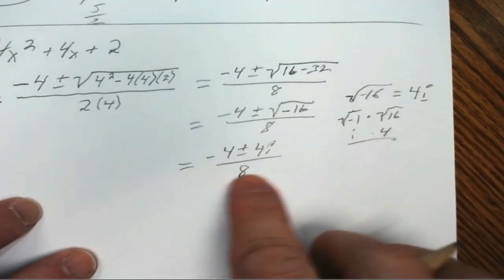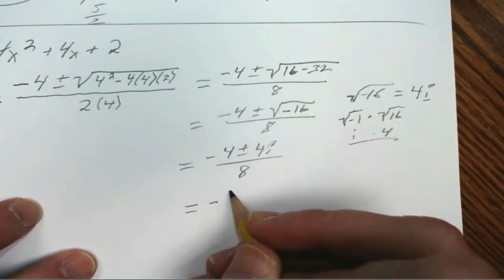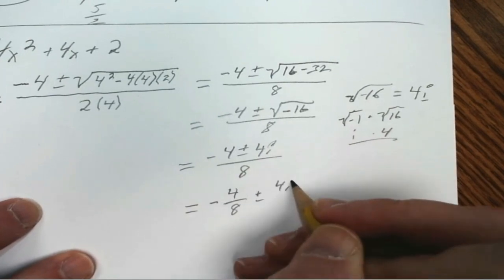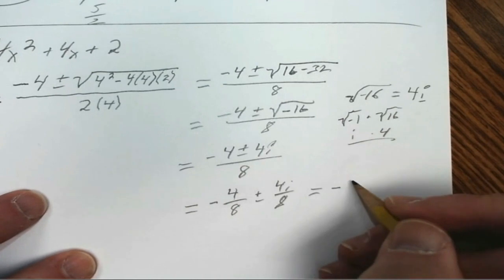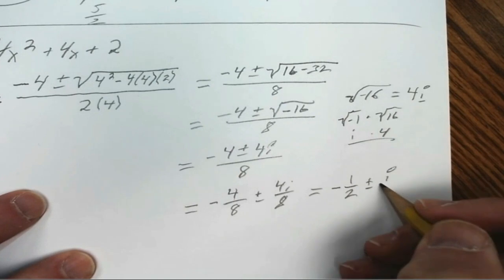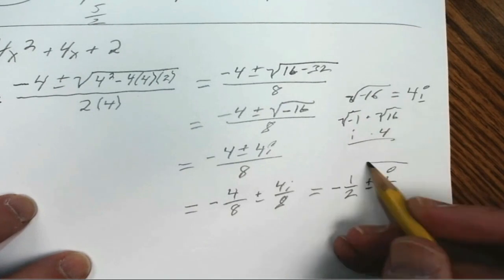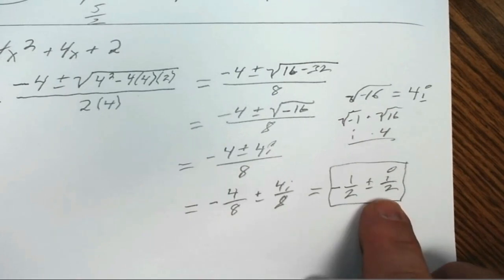We can simplify that because anytime you have something over a denominator, you can break it out into two fractions: negative 4 over 8, plus or minus 4i over 8. See, and now that simplifies. So this is negative 1/2 plus or minus i divided by 2, or 1/2 i. Either way you want to write that. But that is our solutions, and they're imaginary numbers: negative 1/2 plus or minus i divided by 2. That's why we don't see that when we graph it.